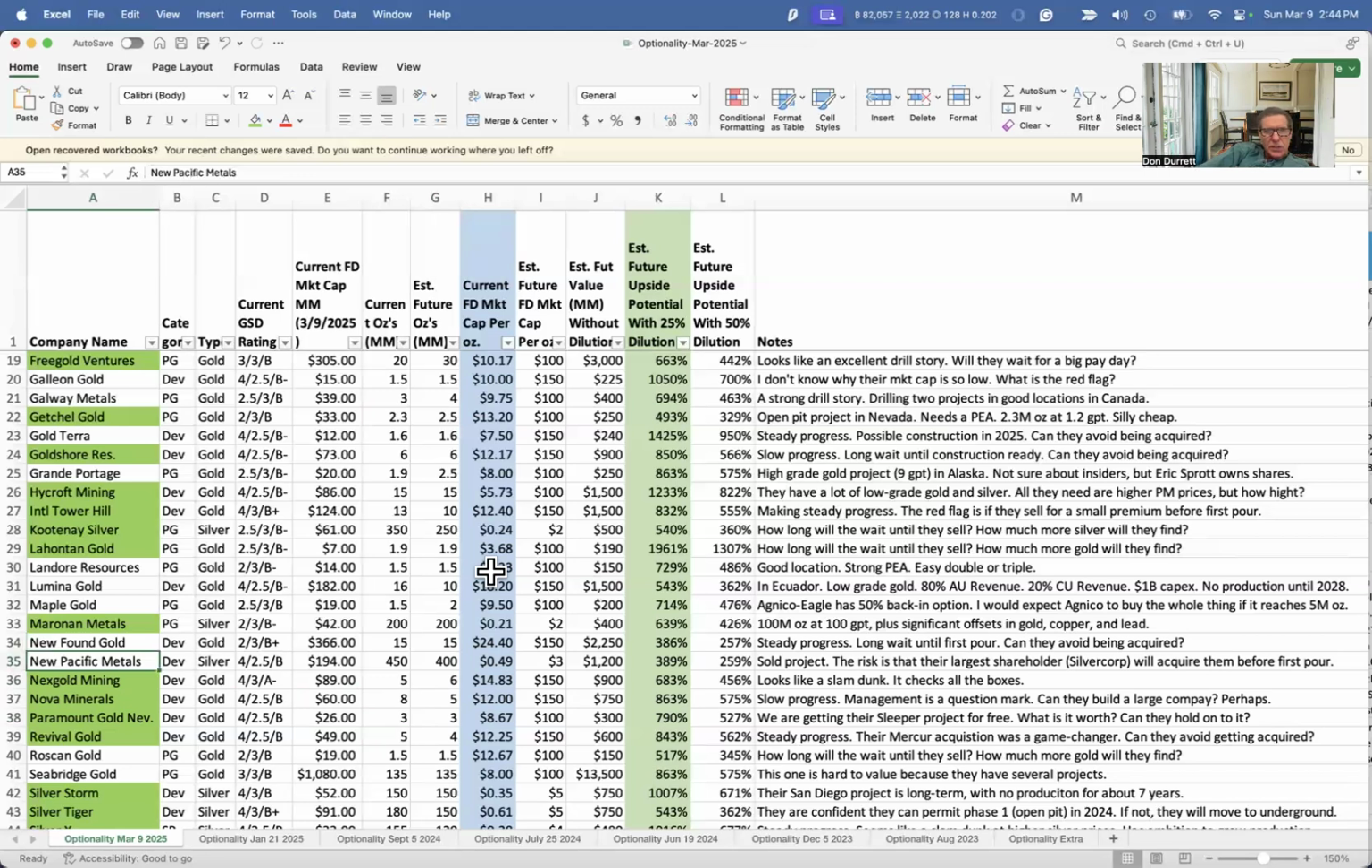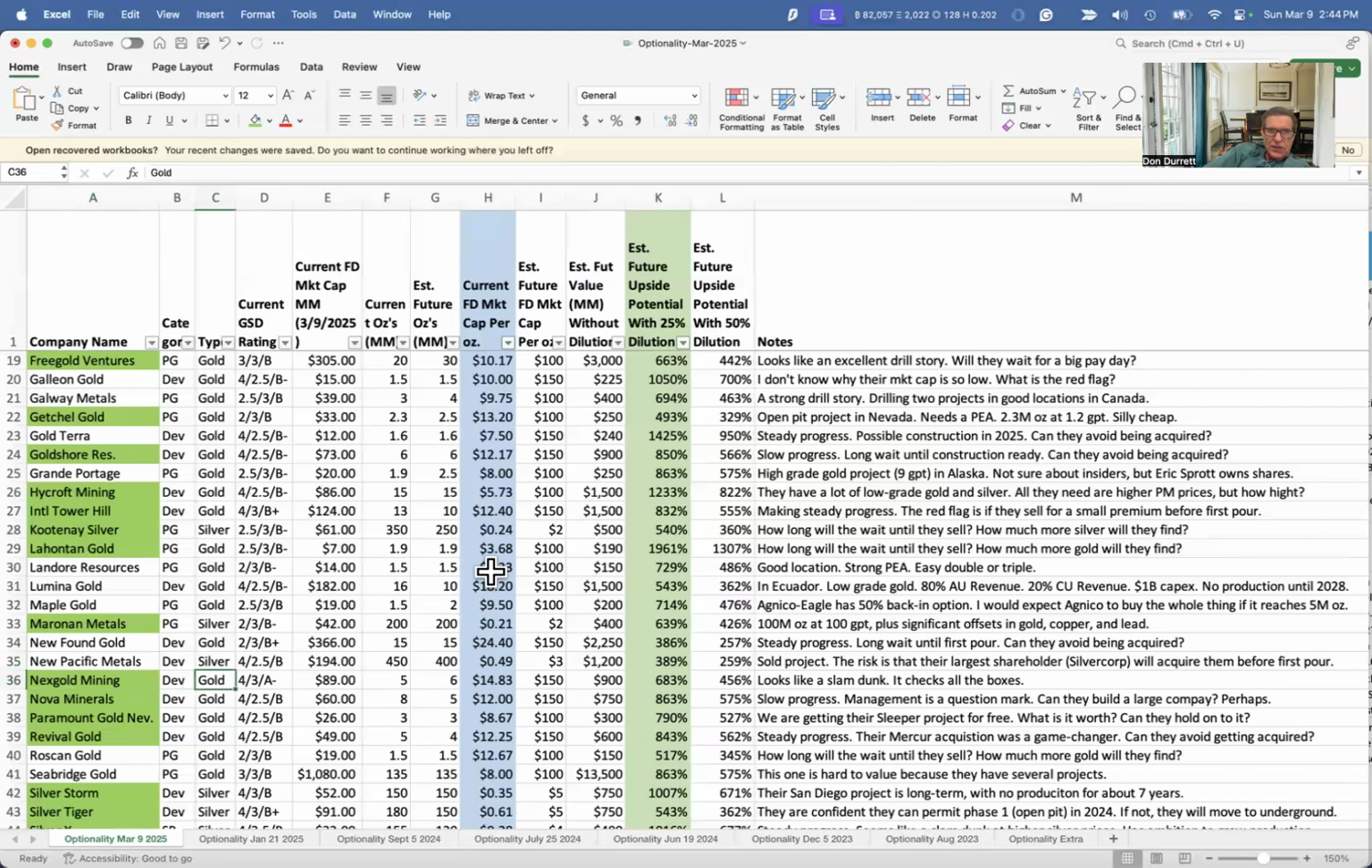New Pacific, the problem with New Pacific is Silvercorp. I just think Silvercorp is going to buy this thing. But if you own New Pacific, you want to also own Silvercorp. You always want to own the buyer. That's why if you own Cabral, you want to own Gold Mining Ventures.